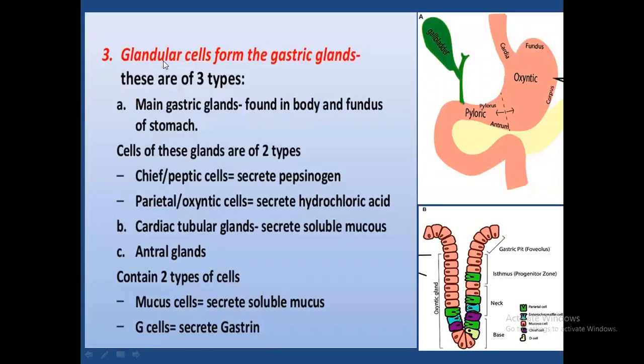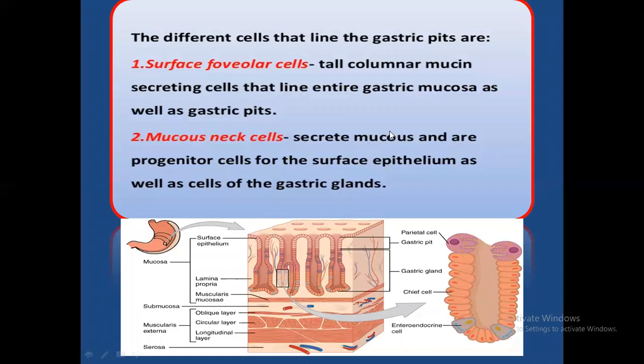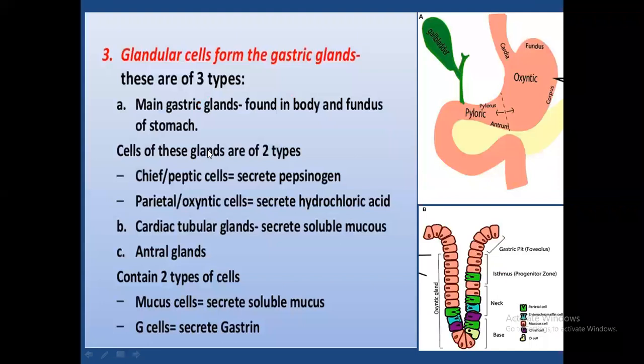And next, the third type of cells we call glandular cells. These glandular cells are present in the stomach region. I already told you two types of cells: surface foveolar cells and mucous neck cells. The very important cells are called glandular cells. These glandular cells are present in the gastric glands. The previous cells, mucous neck cells and surface foveolar cells, are present in the gastric pit, not in the gastric glands. Glandular cells are present in gastric glands.